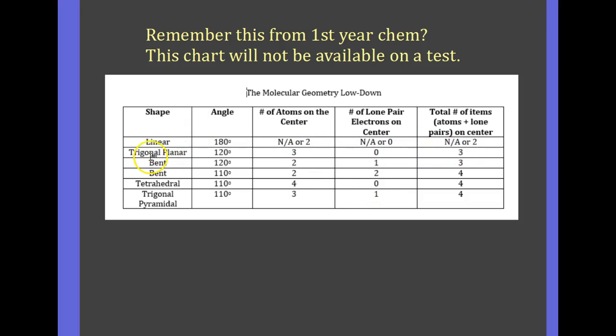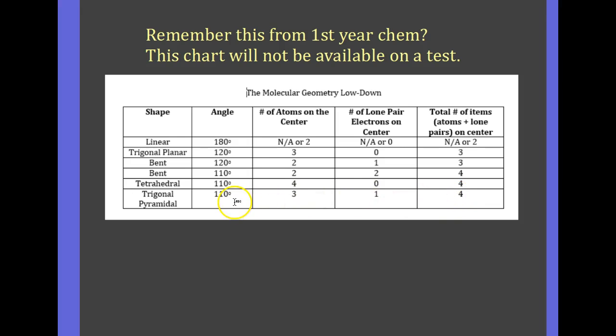3 is always tri, as in trigonal. 2 plus 1 is 3. But this particular one is a bent 120. 2 plus 2 is 4. It's a bent 110, because 4 always ends up kind of like a tetrahedral at a 110. And 4 plus 0 is 4. Anytime you have the number 4, it is 110 degrees. And the trigonal pyramidal, 3 atoms on the center, 1 lone pair, it's like ammonia, adds up to 4.